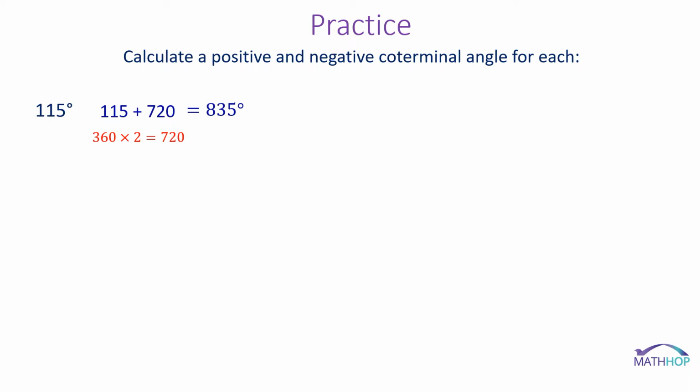Okay, now from 115, let's go backwards 360 degrees. We get to negative 245 degrees, also coterminal with 115 degrees. We have found a positive and a negative coterminal angle for 115.